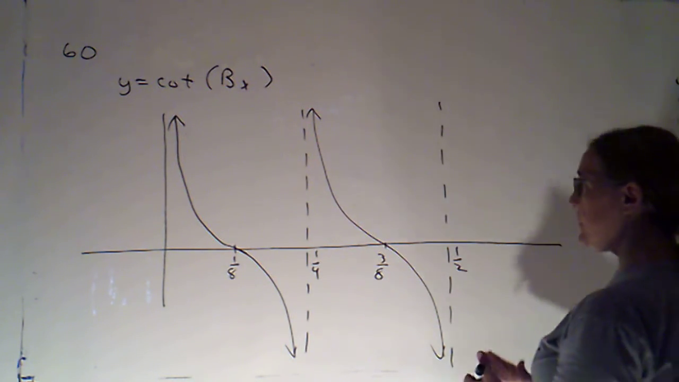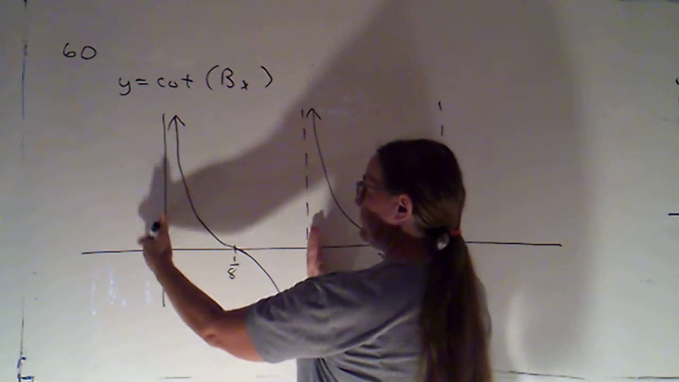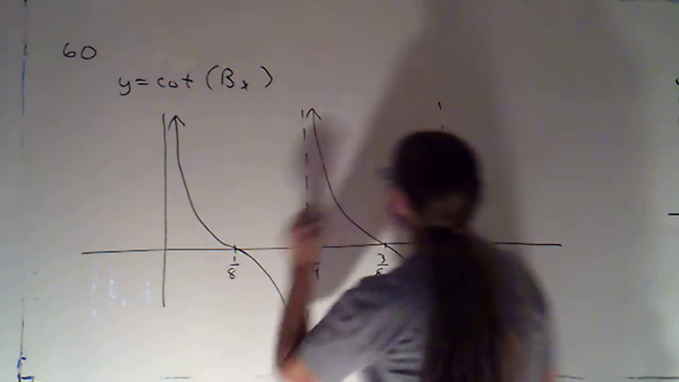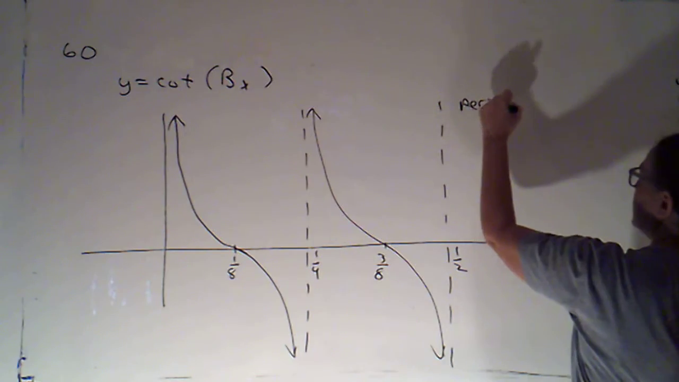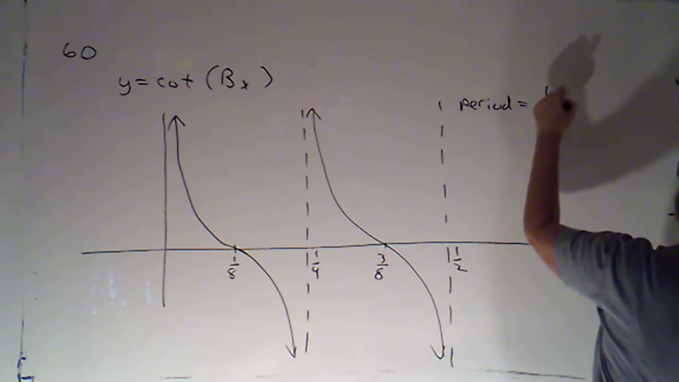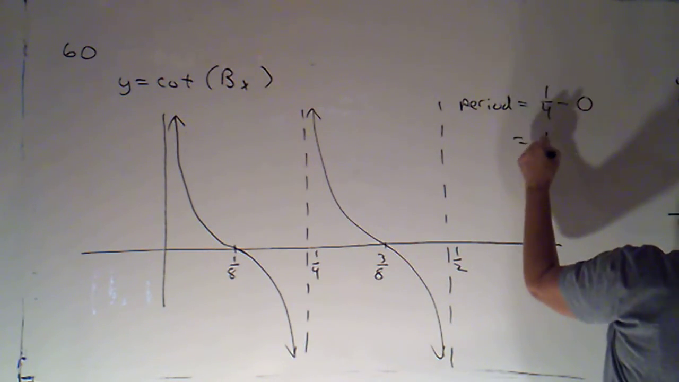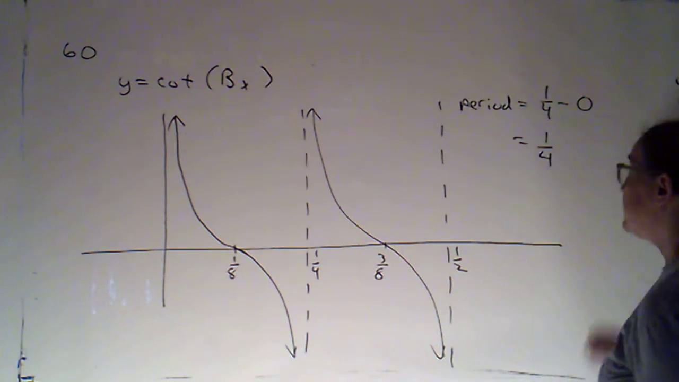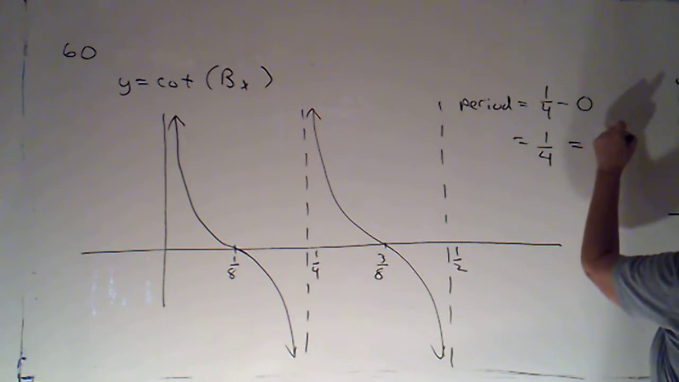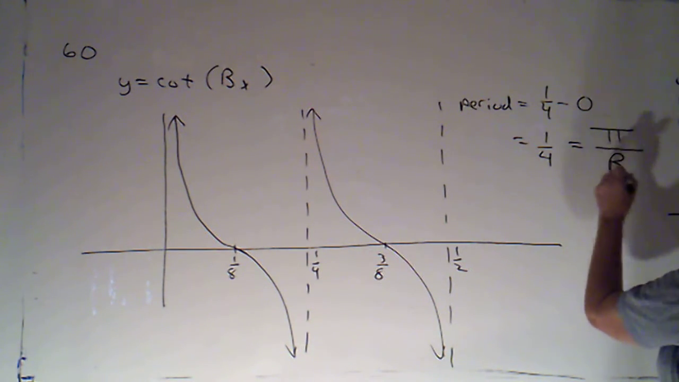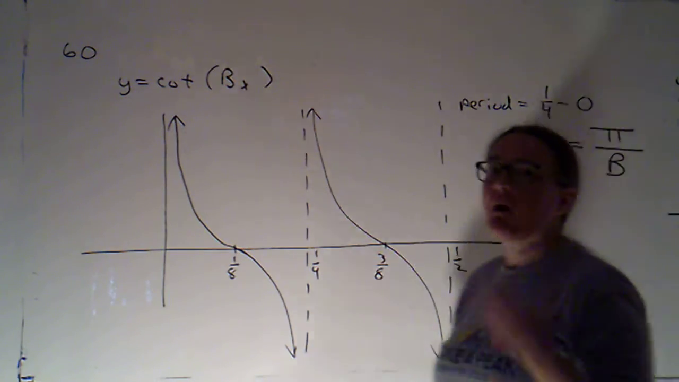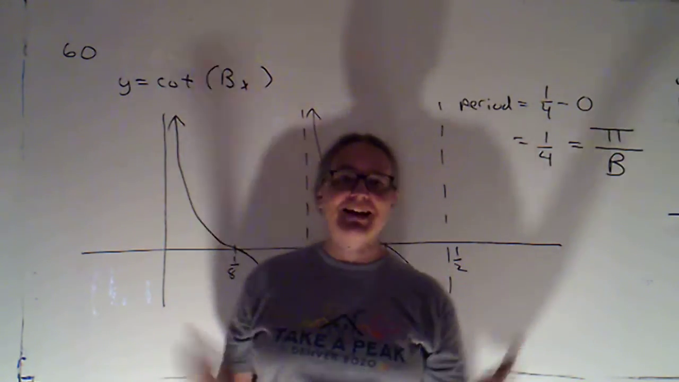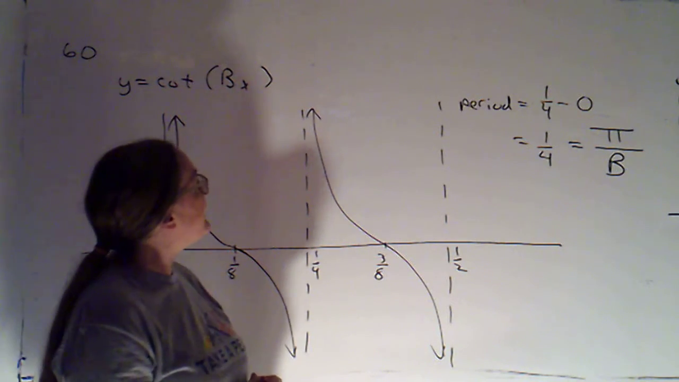So the period would be the interval from the first asymptote to the next asymptote. So I can say the period is equal to 1/4 minus 0. That's a horizontal distance of 1/4. But I also know that that period should be the original period of pi divided by b. Now I'm going to choose b to be a positive number because I can. It would be more complicated if I chose b to be negative.